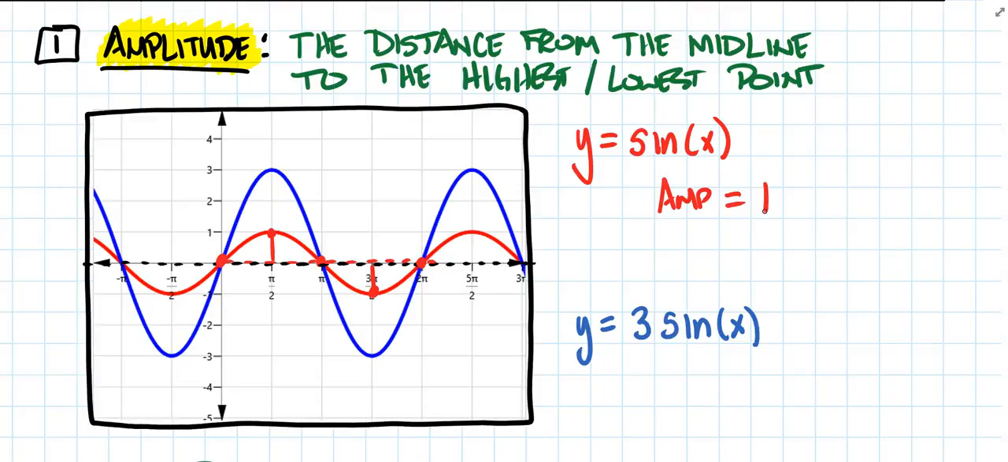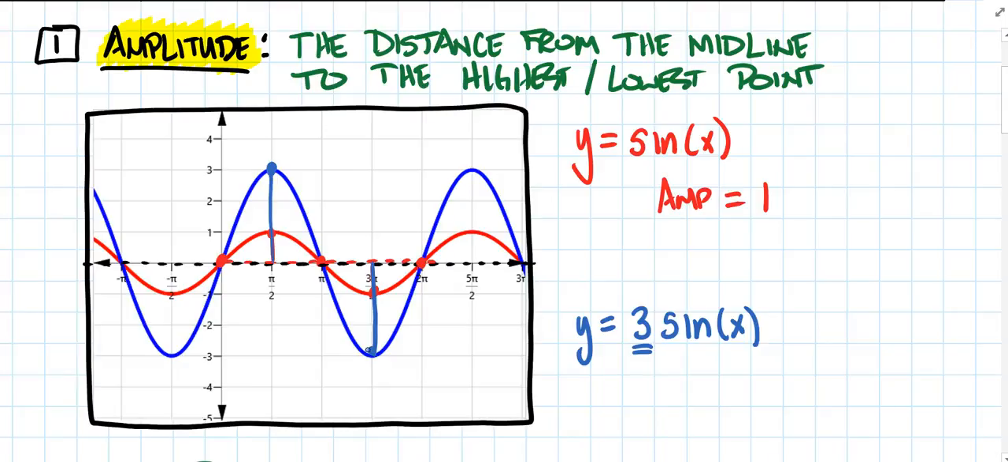But take a look at that blue graph. The equation of the blue graph is y equals 3 times the sine of x. So the 3 is being multiplied by the sine x function. And you'll notice that it increases the amplitude from 1 all the way up to 3. So the distance from the midline is now 3 units instead of 1.